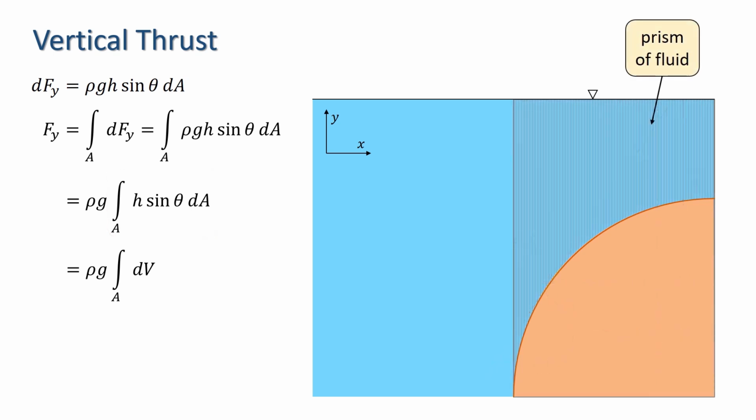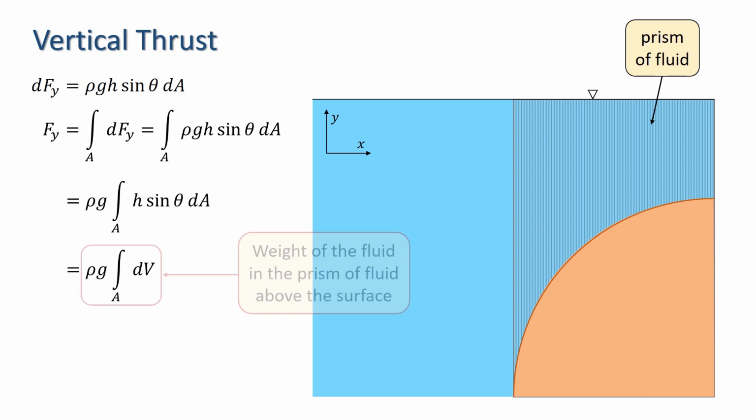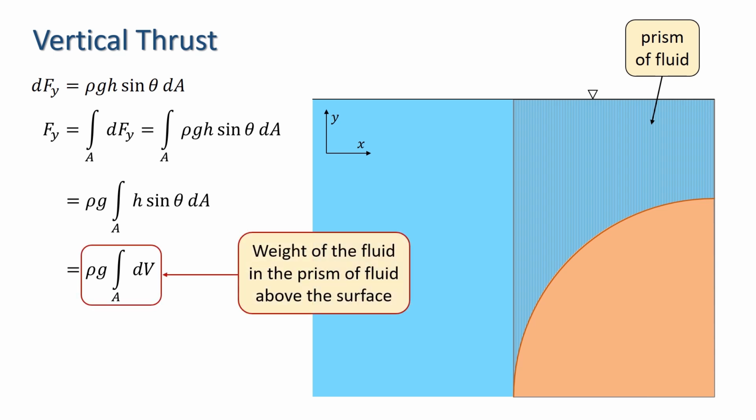The vertical thrust is thus the weight of the fluid in this prism of fluid. The line of application of the thrust is through the centre of gravity of this prism of fluid. The direction of the vertical thrust depends on the nature of this prism. If it is a real prism, i.e. the fluid is above the surface we are interested in, as shown here, then we have a downward thrust.